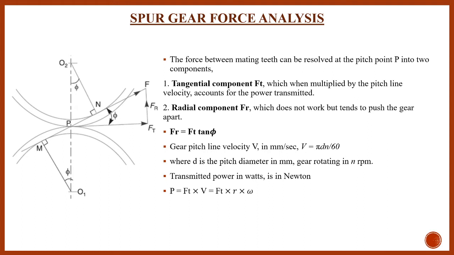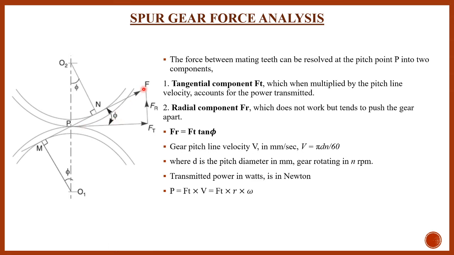In this geometry, as we know, the point of contact always moves along the common normal, that common normal is MN, and that common normal must pass through the pitch point as per the law of gearing. Only after that we say that this gear pair satisfies the law of gearing. Now this point of contact transmits one force, which is the resultant force F, and phi is the pressure angle.